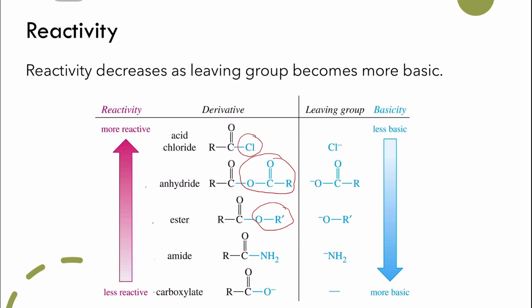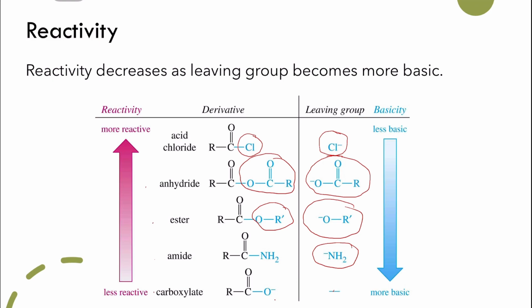So the chloride with a negative charge is the most stable and the least basic. This is followed by the carboxylate group for the anhydride, and then the alkoxy for the ester, then the NH with a negative charge for the amide, and finally the hydrogen for the carboxylate. So the carboxylate is the least reactive.